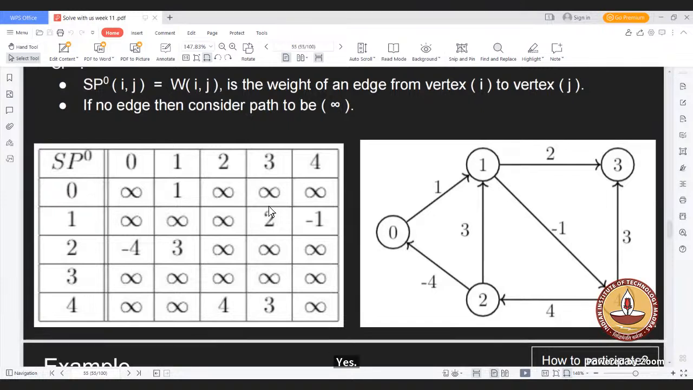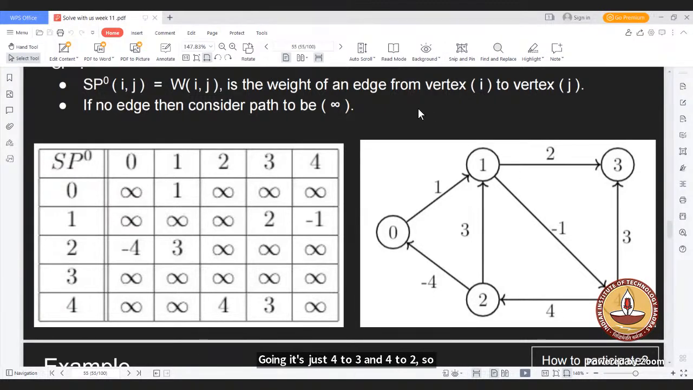So we can see from 1 to 3, it will be 2, and 1 to 4, it will be -1. And from 2 to 0, it is -4, and 2 to 1, it is 3. And then there are no other outgoing edges for 2. If we see for 3, there are no outgoing edges, so everything is infinity. For 4, you can see there are 2 outgoing edges, 4 to 3 and 4 to 2. So it will be 4 and 3 respectively.